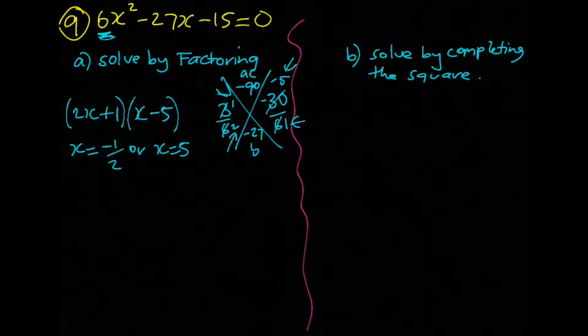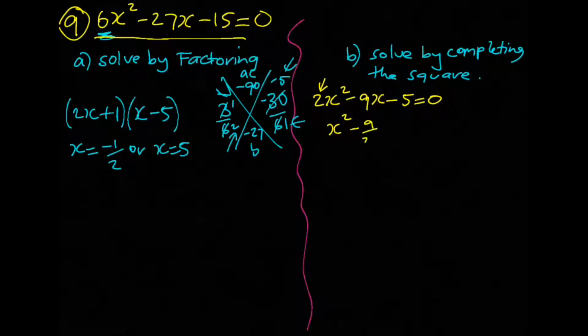Okay, part B, solved by completing the square. What I should have realised earlier is you can divide all these values by 3. So we've got 2x squared minus 9x minus 5 equals 0. And then we've got to divide it all by 2 to get the coefficient in front of the x squared to be equal to 1. So we've got x squared minus 9 on 2x minus 5 on 2 equals 0. Bring this over to add. And then we're going to also add and subtract the square of half the b value.